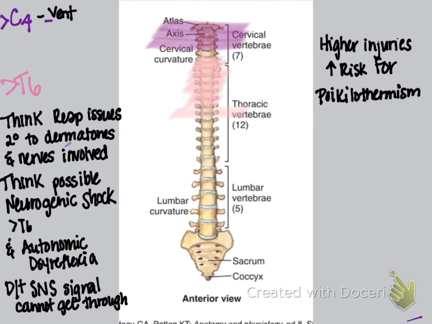All the systems. You want to consider metabolic, you want to consider skin, you want to consider the GI tract, peripheral vascular, you want to prevent DVTs. And you want to consider psychosocial. Also, when there's a higher injury, you want to consider that they're higher risk for increased poikilothermism.